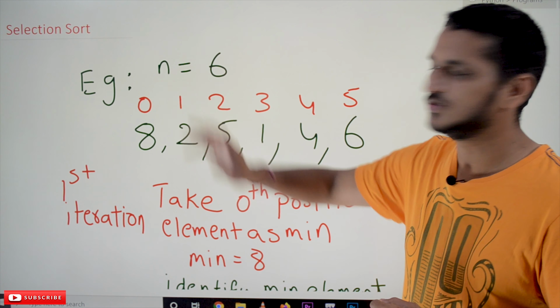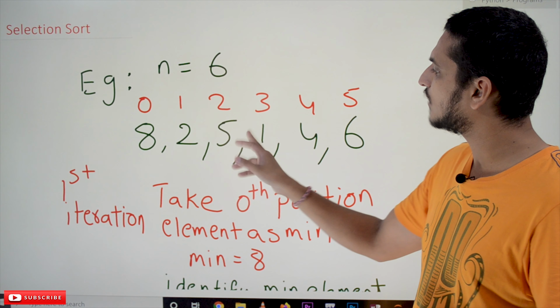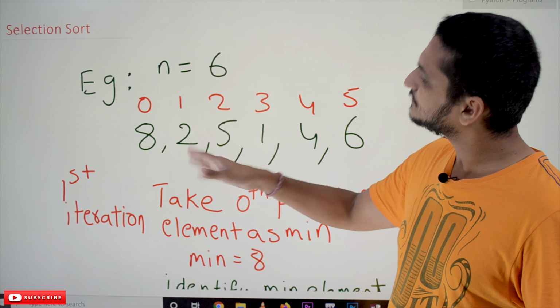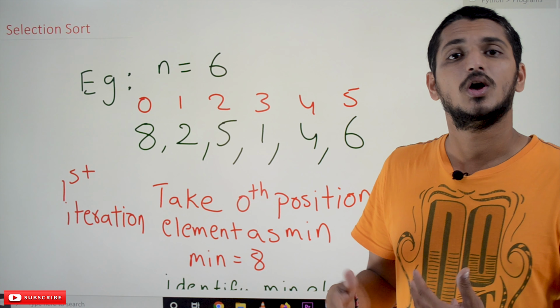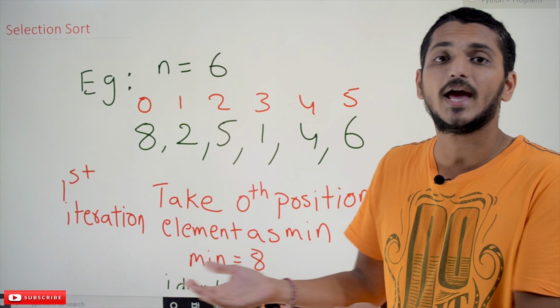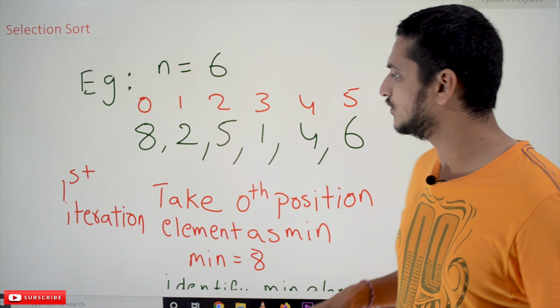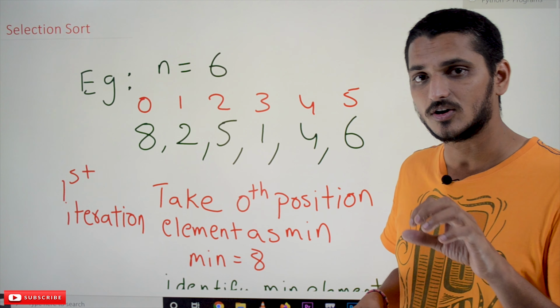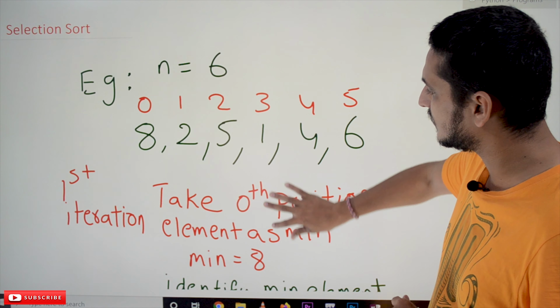Element index starts from the 0th position. These are the elements 8, 2, 5, 1, 4, 6. These are the elements which we are using as input. We have to change these elements into ascending order. That is what we have to do by using selection sort logic. What is done in the selection sort logic? Try to understand. Let's refresh the concept.